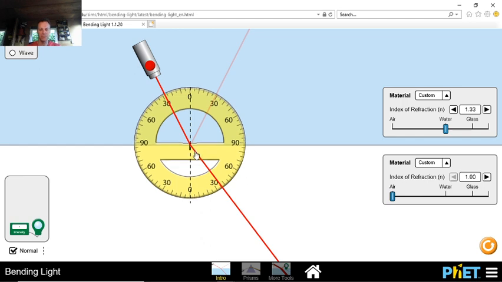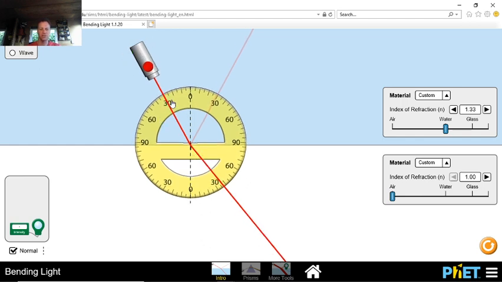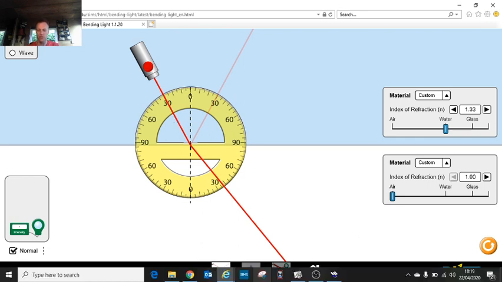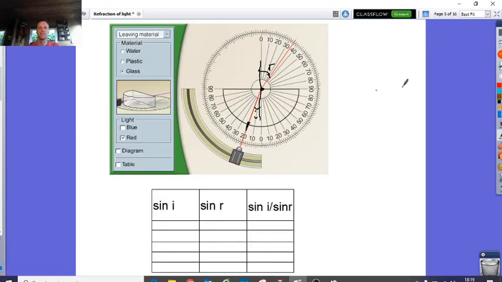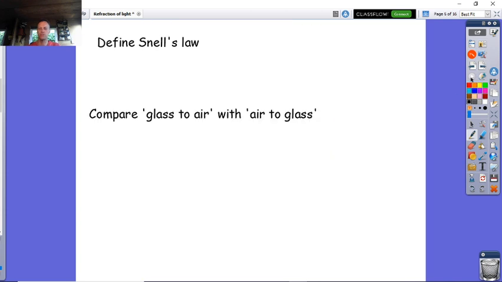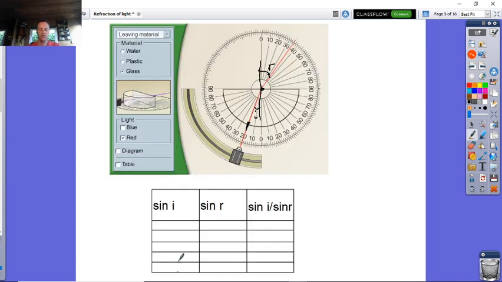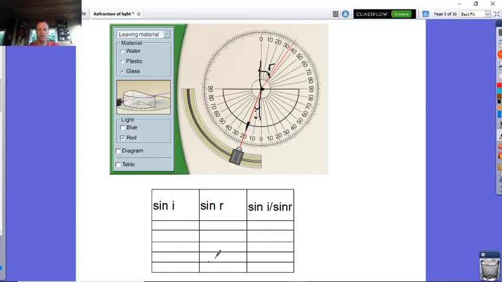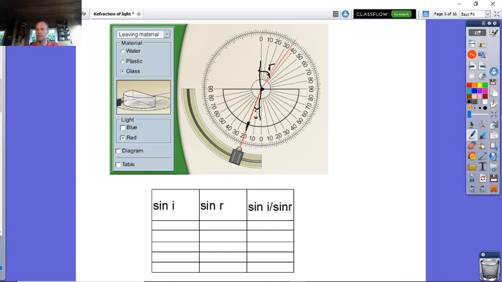Get your protractor, put it in the right spot, and then you can measure your angle of incidence, which is going to be 30 degrees, and then you can measure the angle of refraction. Mine's about 35, 37-ish. And again, what I want you to do is go back to your wonderful results table. Let's work out your sine I divided by sine R.